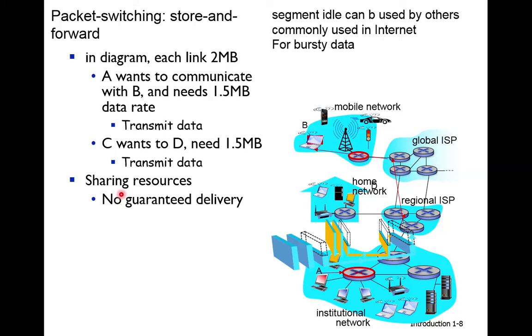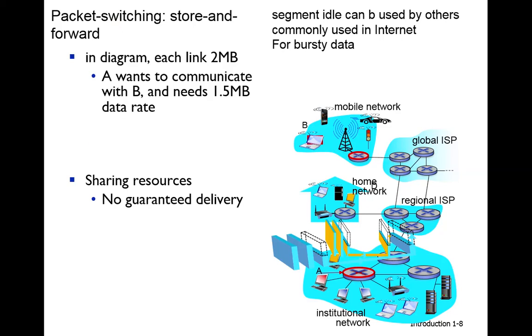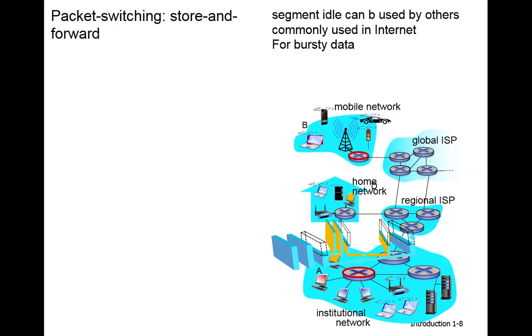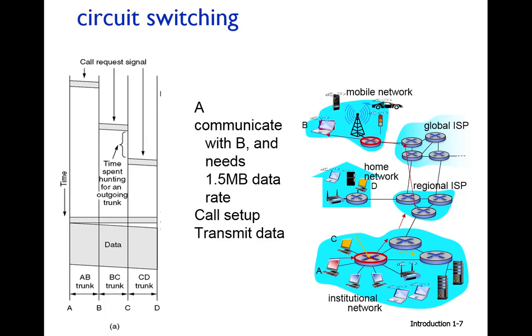And sharing resources: here you can see that A and C both can send data at the same time, and they both can share the link in packet switching. But in circuit switching, as we have explained, A and C cannot send data at the same time. Here C cannot send the data. Why? Because the link is reserved for A. So 0.5 MB is remaining, and C wants 1.5 MB of data, so it cannot use it.